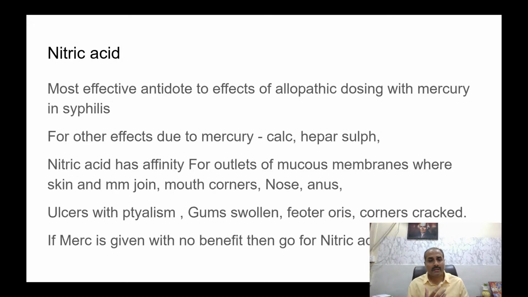And the first remedy that we'll take up is nitric acid. So, what does Dr. Nash write about nitric acid? The first line he mentions is that it is the most effective antidote to the effects of allopathic dosing with mercury in syphilis.